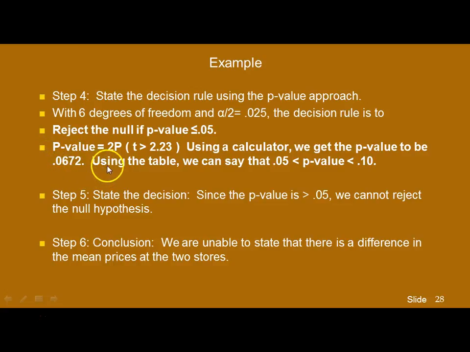If you were using a table of t-distribution values, the best you could come is to specify a range that it's somewhere between 0.05 and 0.10. Again, we'll have the same decision and conclusion as before. Since the p-value is greater than alpha, we're unable to reject the null, and therefore we are unable to say there's a difference in the mean prices at the two stores.